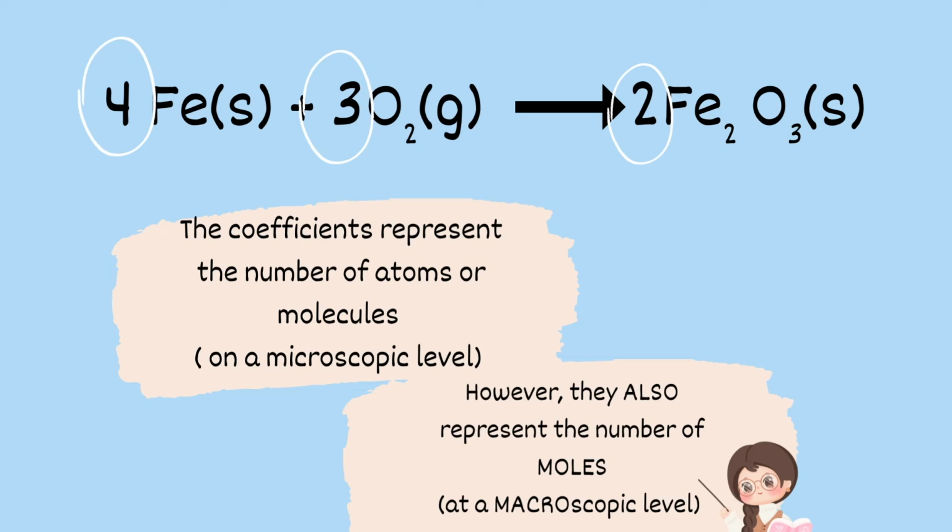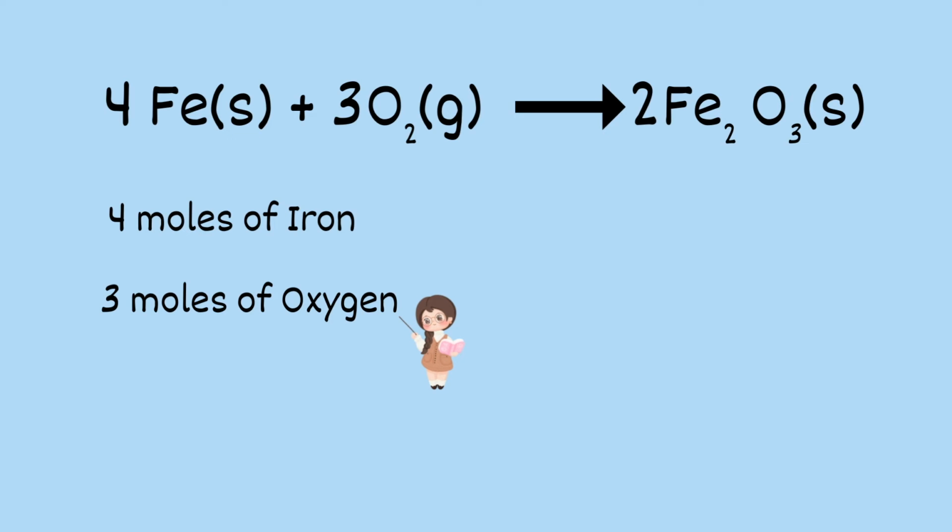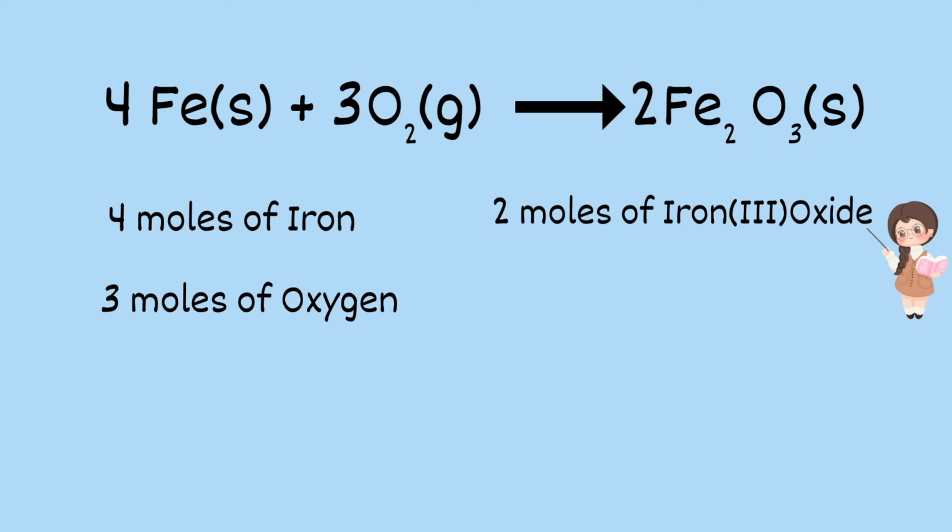Now, if you're confused and wondering why that is, I know it's confusing, but I'm not going to go over it in this particular video, so I will probably make another video on that. But for now, just accept the fact that the coefficients can represent both the moles and the number of atoms and molecules. So for example, in this chemical formula, there are 4 moles of iron that react with 3 moles of oxygen, and this creates 2 moles of iron 3 oxide.